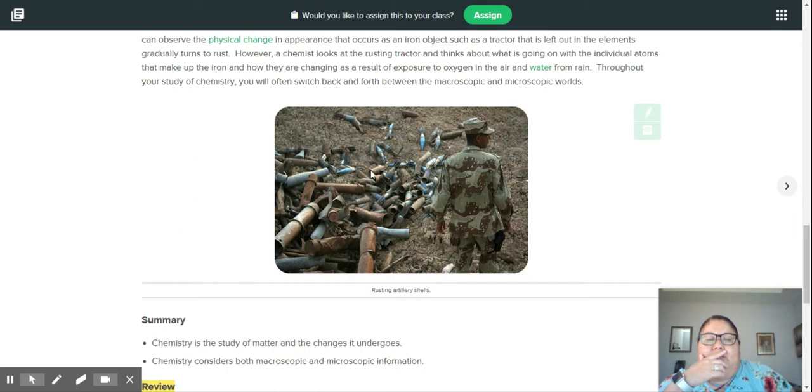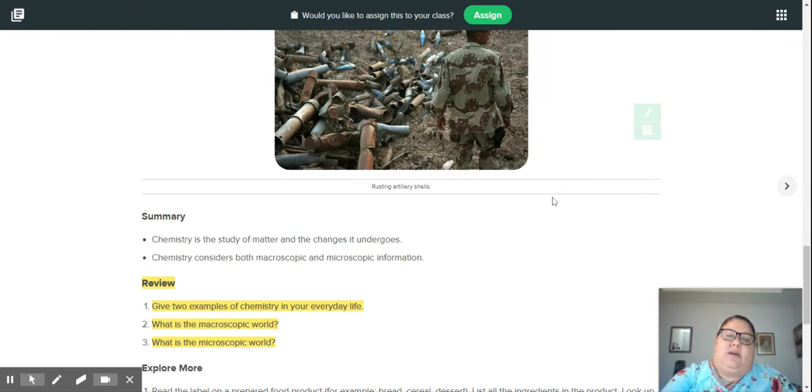Now, if you look at this macroscopically, meaning from the picture we're looking at right now, we can see, are all the shells rusted? No, only a couple. You can see this one's rusted, this one's rusted, but if you look down here, this guy looks like he's brand new. This one too, brand new. But you look at this guy, he's rusted, that one's rusted. Okay? So that's the difference between macroscopic and microscopic.